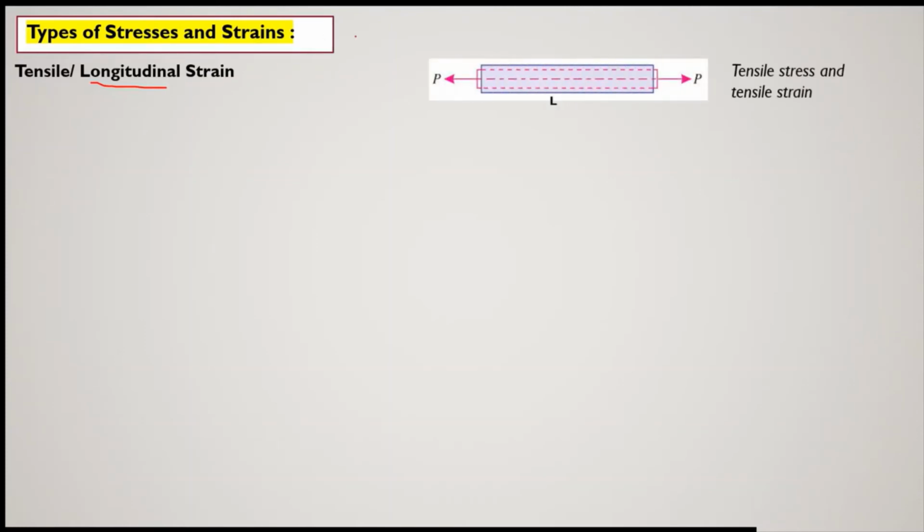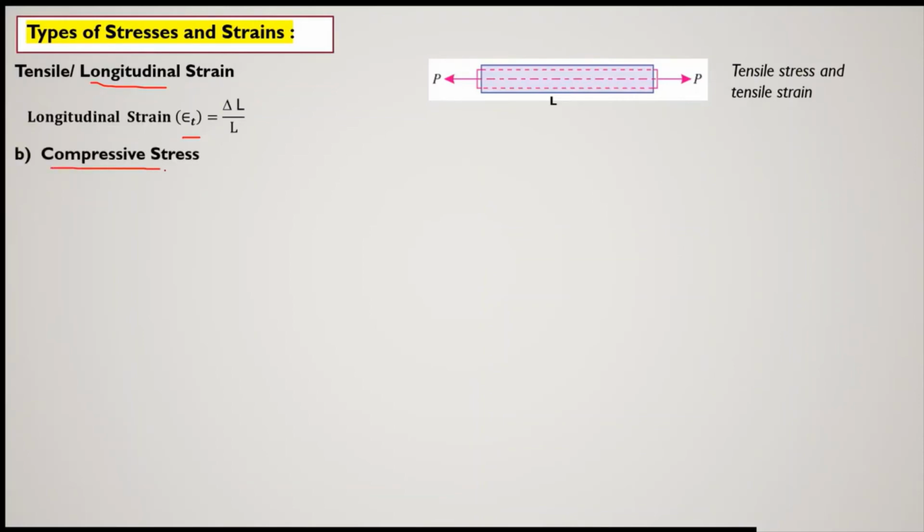Now tensile or longitudinal strain. When we are talking about the tensile strain, that means there will be some elongation and definitely its longitudinal dimension will extend or elongate. So that's why you can say tensile strain or longitudinal strain. Again we are referring to the same figure. Now longitudinal strain or tensile strain is epsilon T, T for tension or tensile, epsilon for strain. So it will be the ratio of delta L by L.